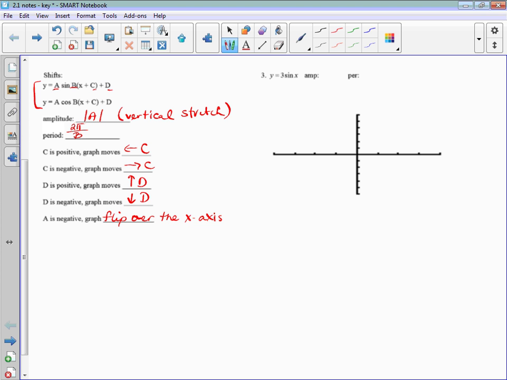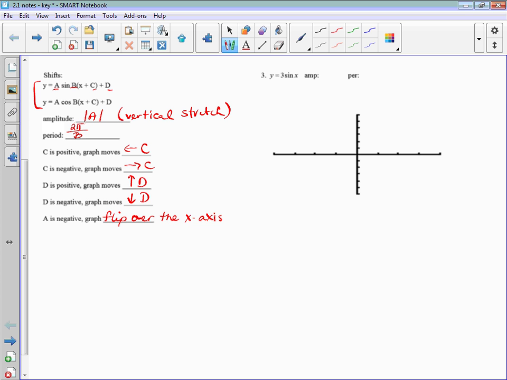There is a way to flip it over the y-axis, but you guys are not going to deal with any of those, okay? Your only flip will be over the x-axis. We are starting today with just amplitude changes, maybe a flip and a period change. We're going to get to the shifts next time.